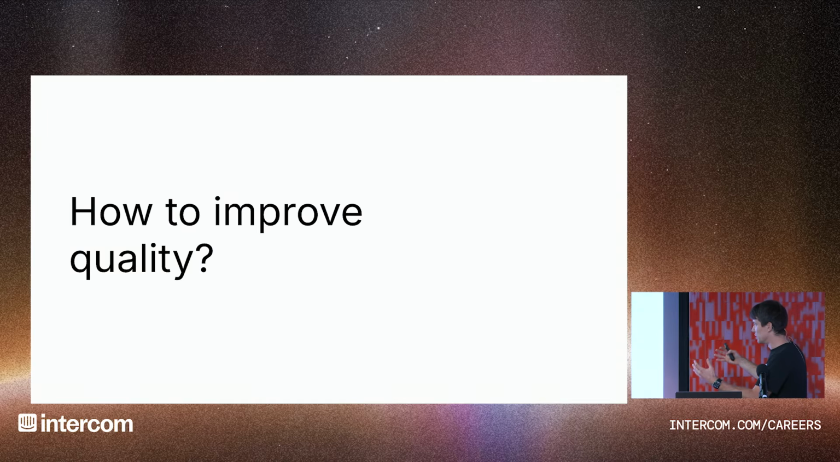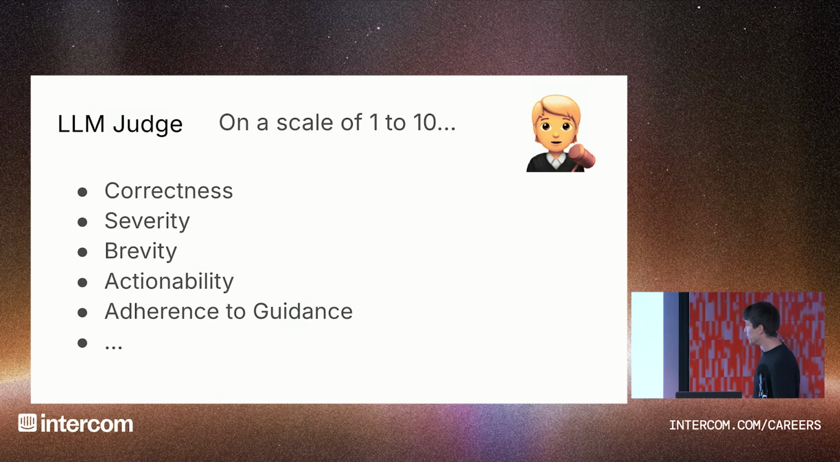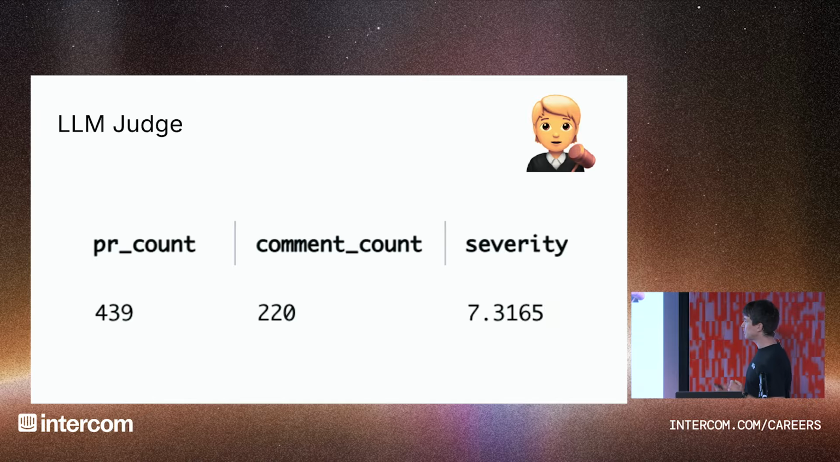How do we improve the quality of those comments? Up until now, we were talking about the number of comments and the length of the comment. Those are mechanical qualities of the comments, but what about quality? So we built a judge that assesses those pull request review comments produced by the code review bot and grades them using several rubrics like correctness, severity, brevity, actionability, adherence to guidance, and a few more. Then we hooked that into our batch evaluations, and now we were able to produce scores for severity or for certain other categories.